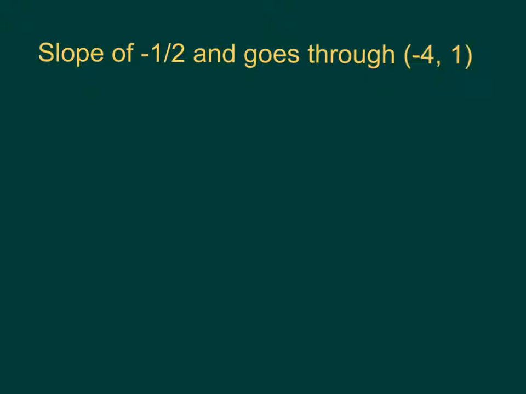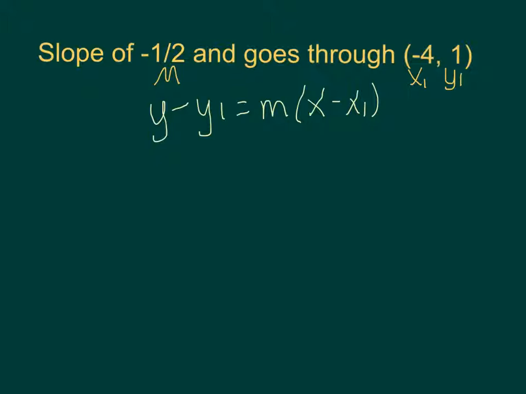point -4, 1. We know that -1/2 is our m value, and that -4 is our x1 value, and 1 is our y1 value. That is for the equation y minus y1 is equal to m times x minus x1. Now all we have to do is plug in the information we know. Y minus 1 is equal to -1/2 times x minus a -4, which is plus 4. Remember, the minus and negative changes to addition.